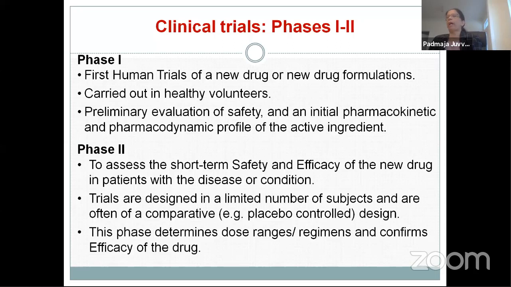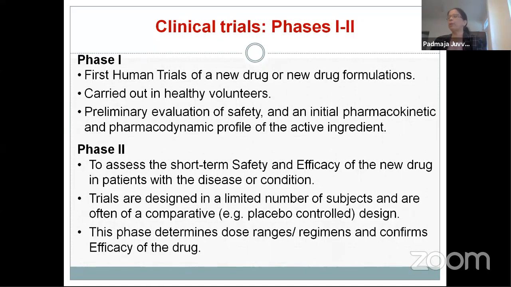And then once everything goes well with phase 1, we go into phase 2. Phase 2 is actually done in the diseased patients for which we are targeting our product. And the reason why we do that is to evaluate the safety of the product, of course, and also to determine the efficacy of the product in patients. And the phase 2 trials are again designed in a smaller number of people or subjects. And it's often done in a comparative manner. The design is like one of the arms will be placebo controlled and the other one will be the drug. So I'll go into the details of what placebo is in my next slide.